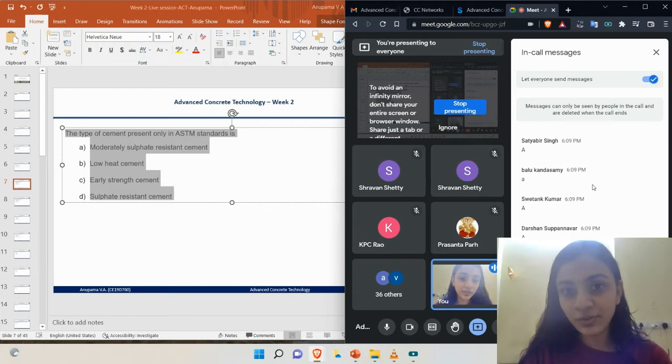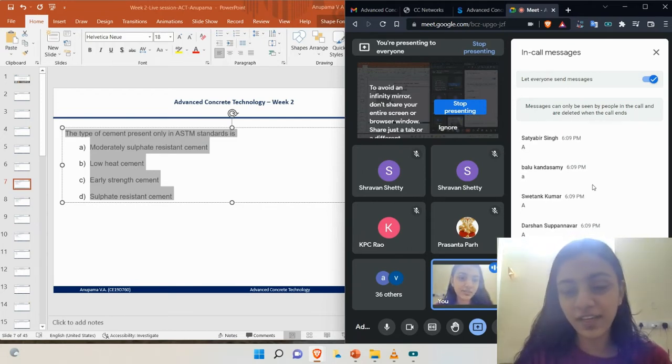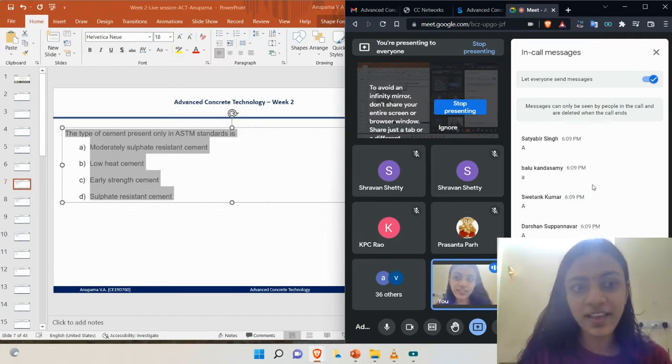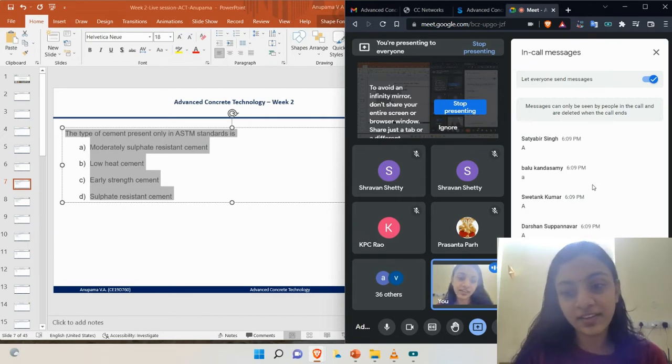So, for the newly joined attendees, ASTM standards classify cement into 5 categories, and one of them is present only in the ASTM standards, not in any other standards. So which cement is that is the question. Option A, moderately sulfate resistant cement. Option B, low heat cement. Option C, early strength cement, and option D, sulfate resistant cement.